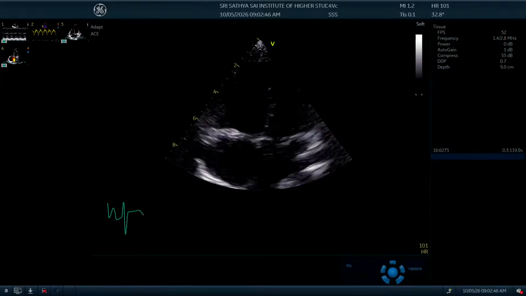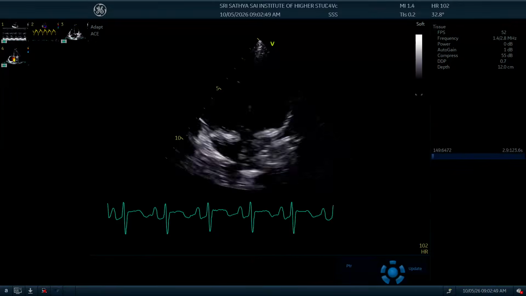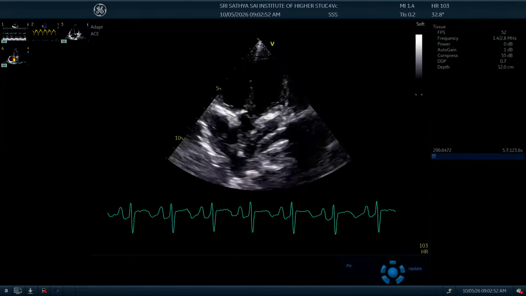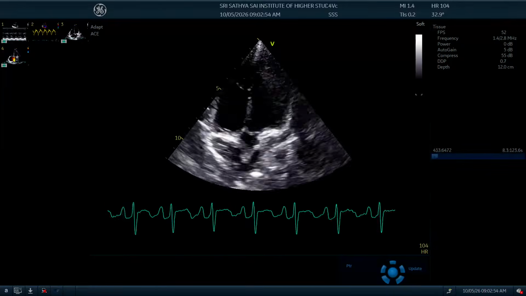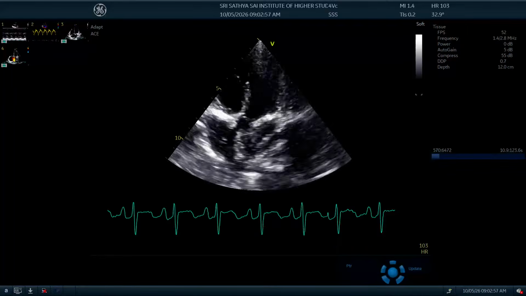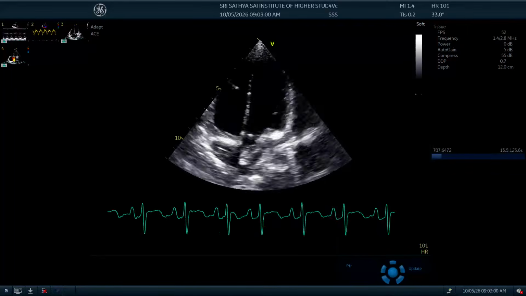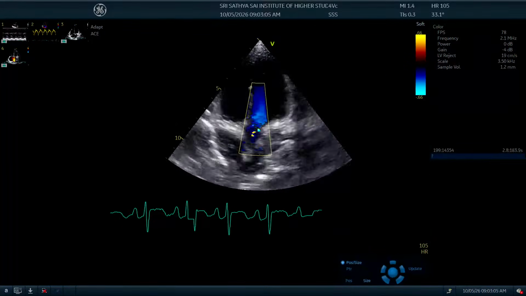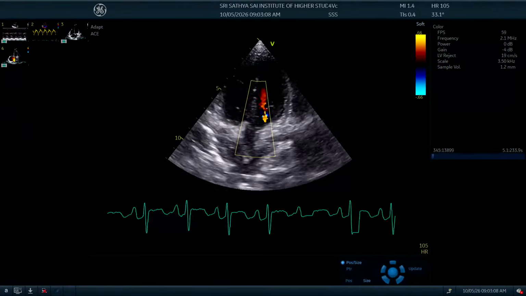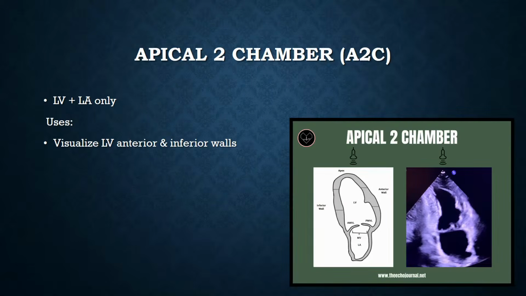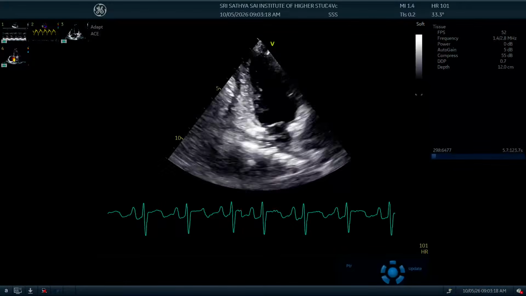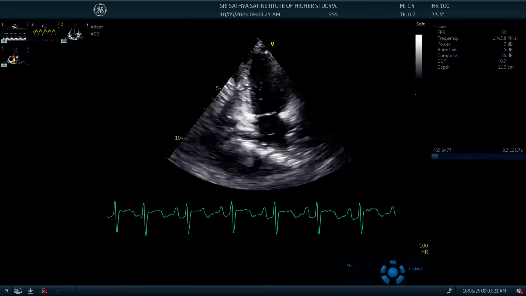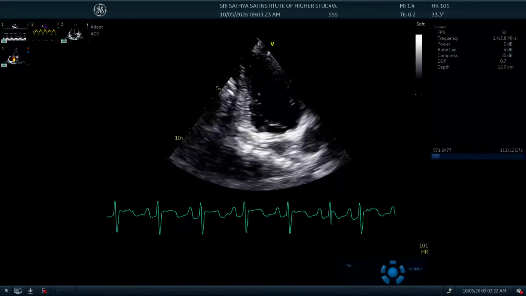Coming to the apical five-chamber view, just tilt or angulate your probe anteriorly upwards from the position of the four-chamber. The structures you could see clearly are the LVOT and the aortic valve. It is used for assessing flow across the aortic valve and calculating the stroke volume or cardiac output via Doppler. Coming to the apical two-chamber view, we can clearly see two chambers, the LA and LV. Its clinical value is that it visualizes the anterior and inferior walls of the LV, which is essential to detect wall motion abnormality.